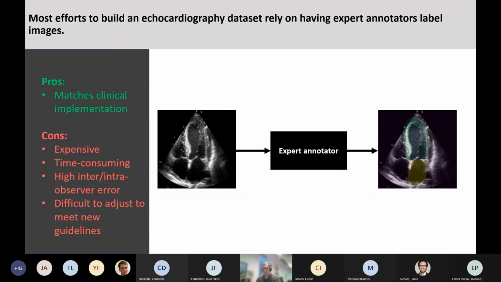The other con is that there's usually high inter and intra-observer error because of differences in standards, differences in protocols at different institutions, and because of the lower image quality that you see. And if you would need to adjust it to meet new guidelines, it's quite difficult to do if you have manual annotations, because you have to basically go through and relabel all of the images that you have again.